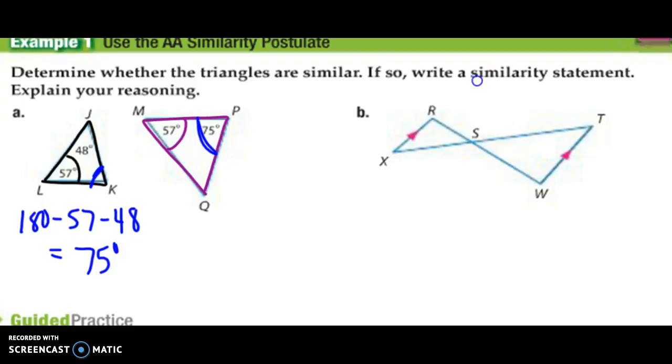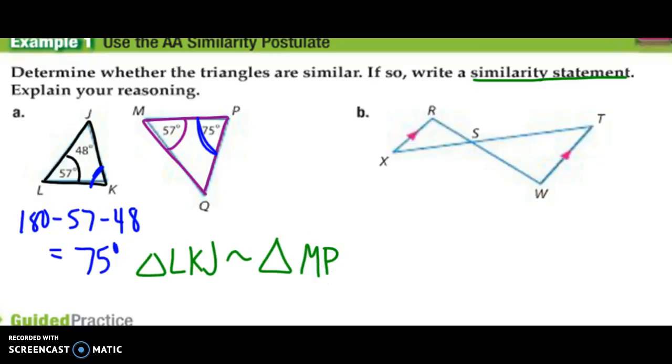Now, we need to write our similarity statement, and we have to do it correctly so that the angles correspond. So I'm going to write it like this. Triangle L is 57, K is 75, J is 48, is similar to triangle, well, I did my 57 degree angle first, so that would be M. Then I did my 75, P, and then finally Q. So those are similar.